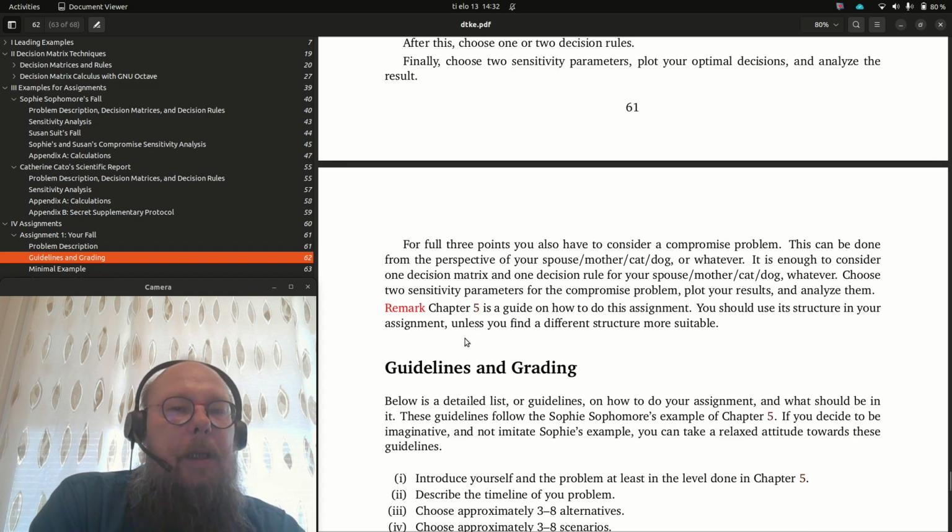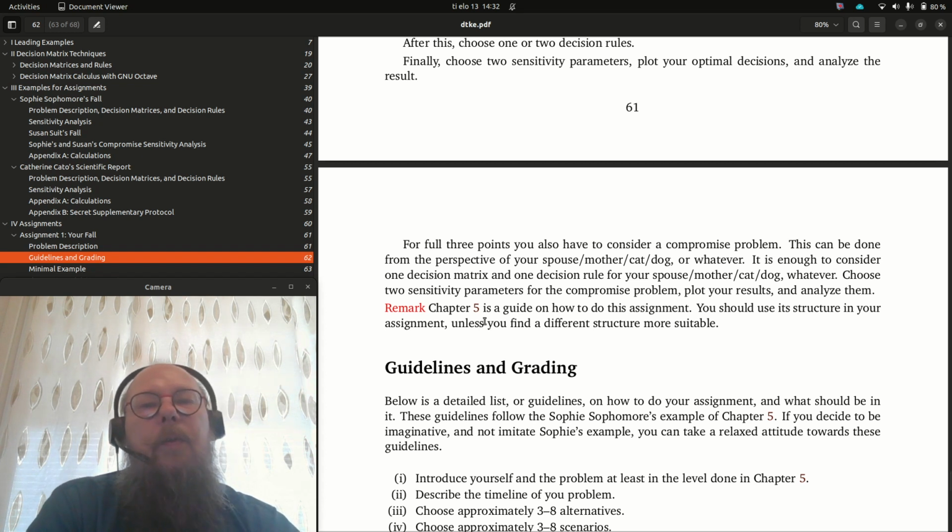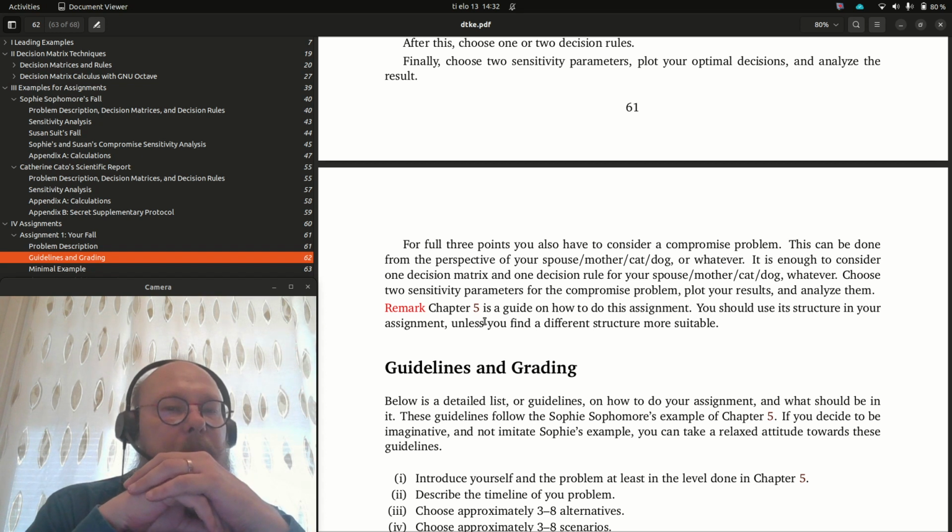Then I said this already, but let me say it again, a remark. Chapter 5 is a guide on how to do this assignment. You should use its structure in your assignment unless you find a different structure more suitable.